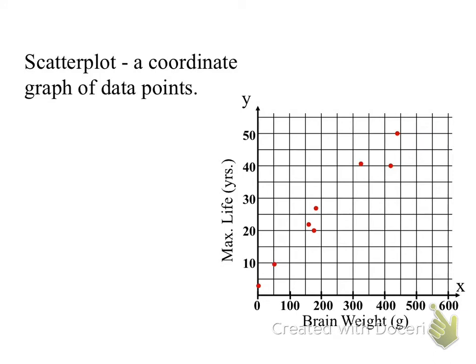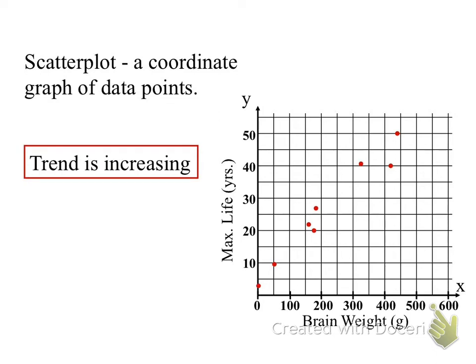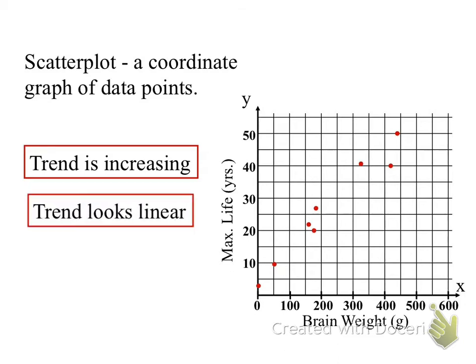We look at the scatter plot, and one of the things we'd like to look at, this is real data, is the trend. It looks like kind of a line. So we say the trend is increasing, it starts low, and it's gaining. Also, the bigger the animal got, the longer the lifespan. So as one's increasing, so is the other. It has a linear trend. And this is what we call a line of best fit.